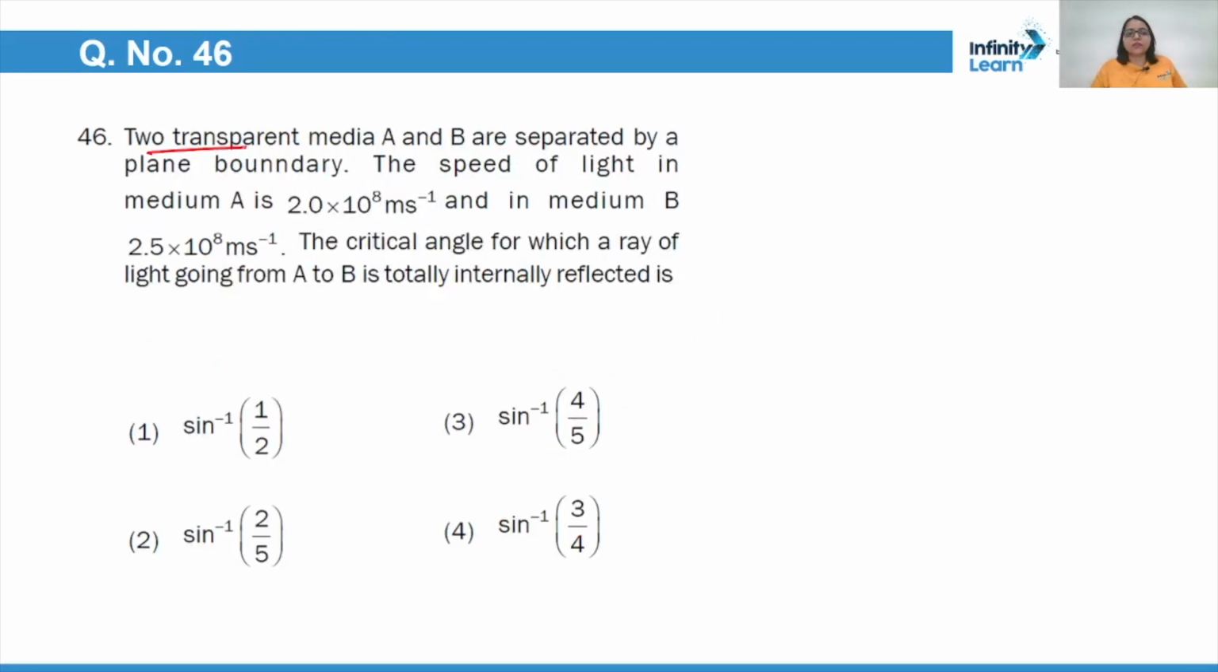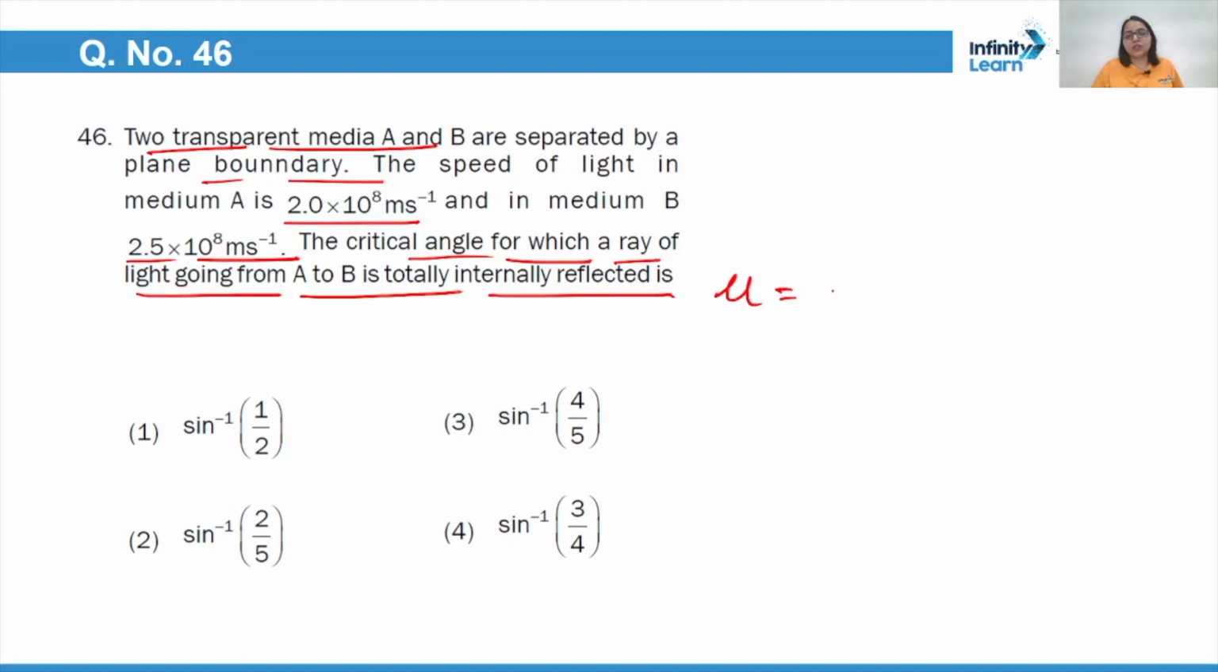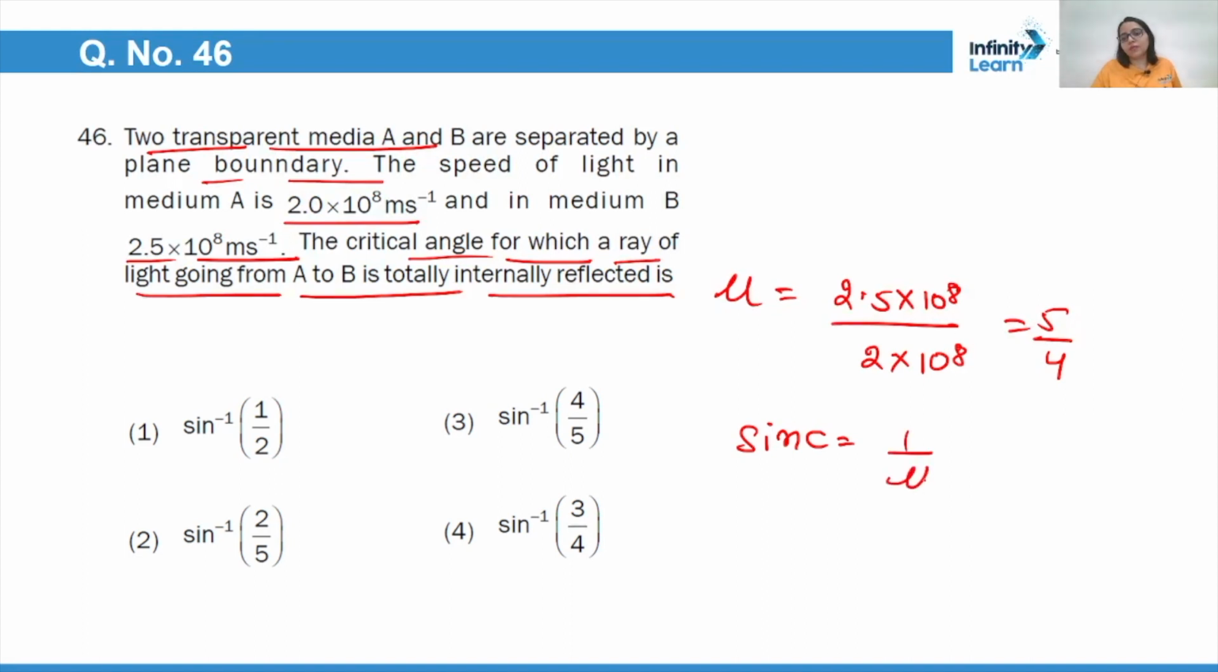Question number 46, we have two transparent media A and B separated by a plane boundary. The speed of light in medium A is this much and in medium B is this much. The critical angle for which a ray of light going from A to B is totally internally reflected is. So refractive index of A with respect to B is V2 upon V1, so it is this much, which is 5/4. Right. So critical angle, sin C is 1 upon mu, which is 1 upon 5/4, which is 4/5. So C is sin inverse 4/5, which is option 3.